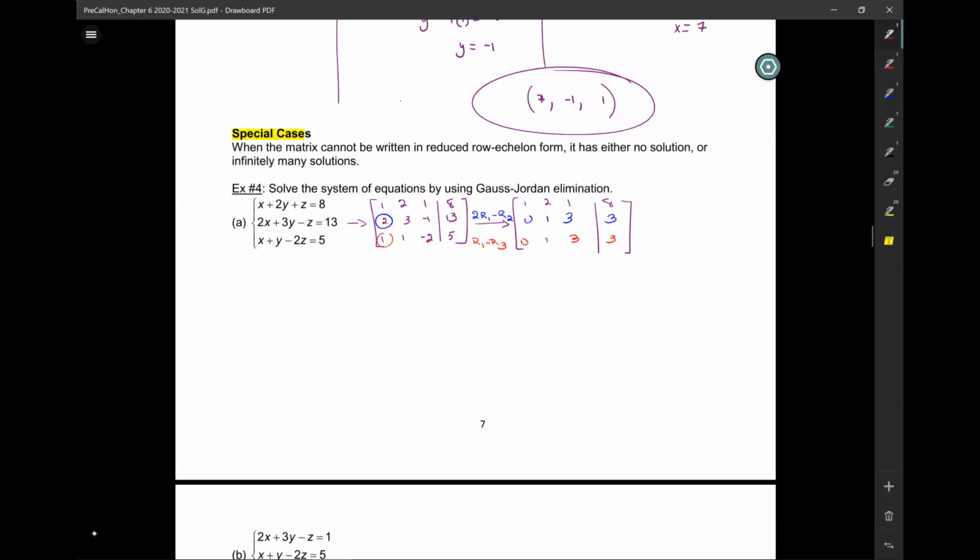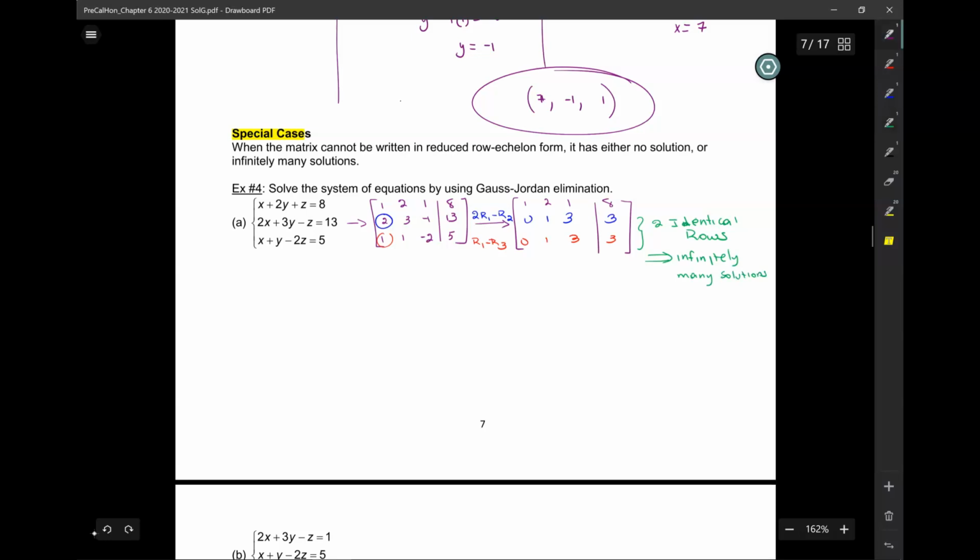So take a look at what we have here. We end up with 2 identical rows, right? When you have 2 identical rows, that gives you infinitely many solutions. All right, that's the equivalent.